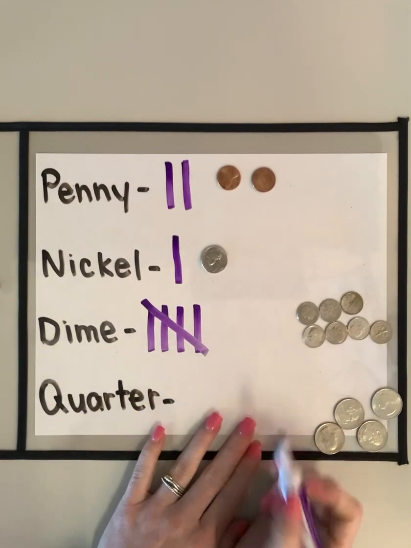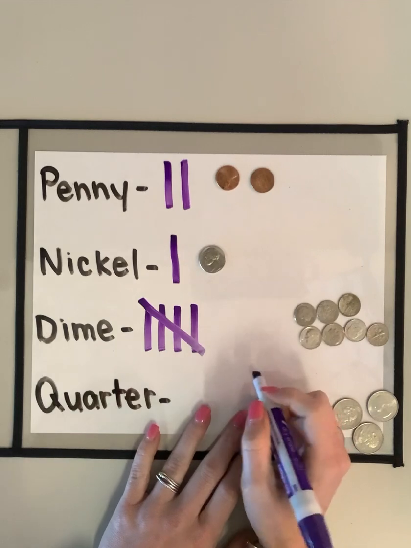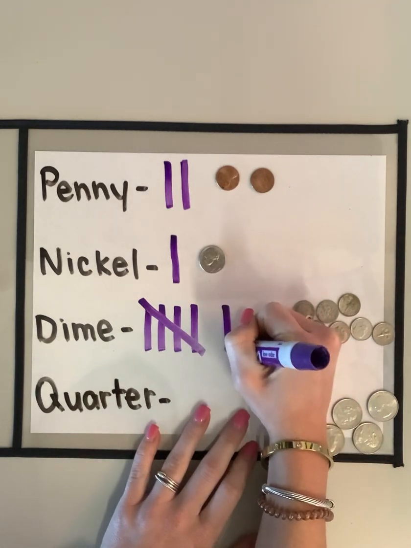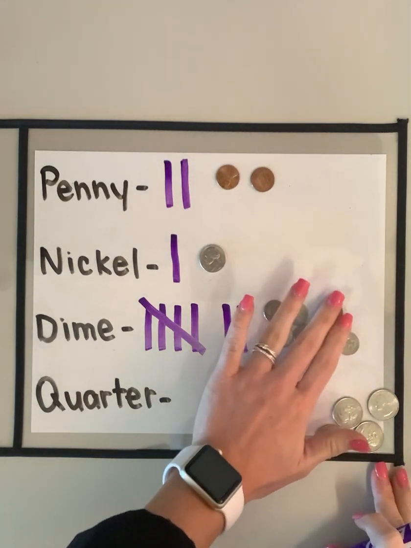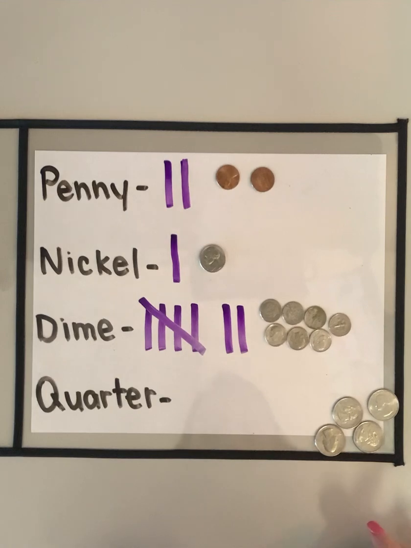So I have 5, I need to keep going. 5, 6, 7. I had 7 total. Good job. Now my last coin that was in my purse was a quarter.